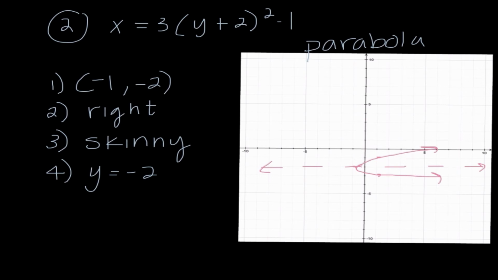So, key thing here, even though this is in the right form, we just need to be paying attention to what variable is not squared, okay? And that affects how we find our vertex, how we figure out what direction it's opening, and what my line of symmetry is going to be.